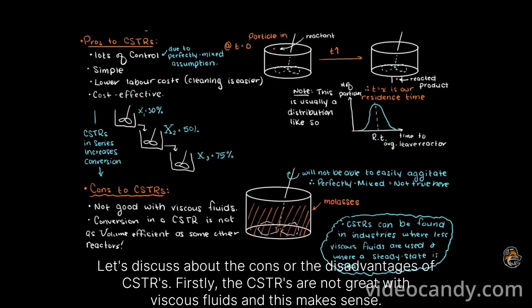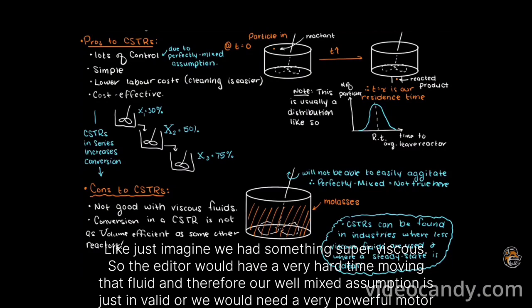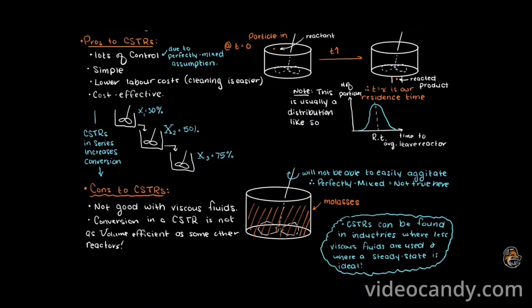Let's discuss the cons or the disadvantages of CSTRs. Firstly, the CSTRs are not great with viscous fluids, and this makes sense. Just imagine we had something super viscous. The agitator would have a very hard time moving that fluid, and therefore our well mixed assumption is just invalid, or we would need a very powerful motor and a strong paddle to shear the viscous fluid.